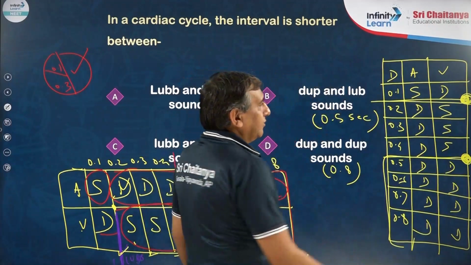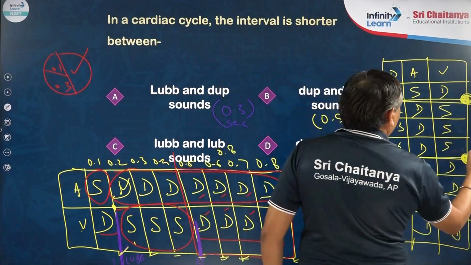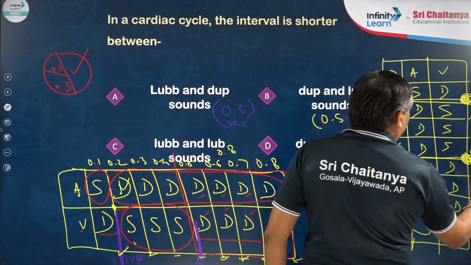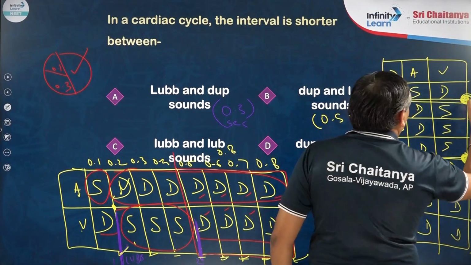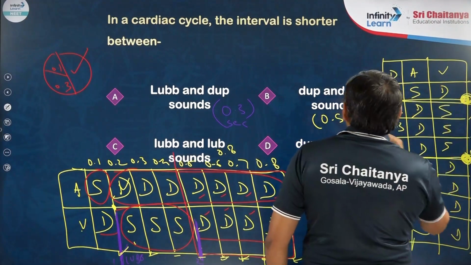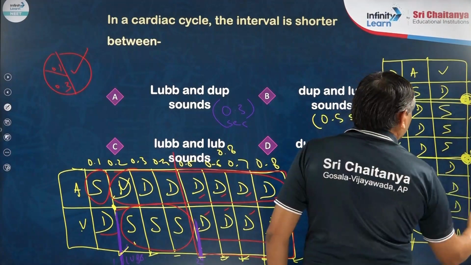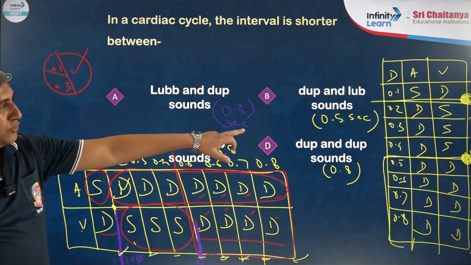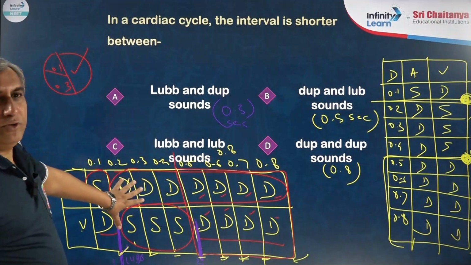So, what is the duration between lub and dub? Lub and dub 1, 2, 3. What is the duration between dub and lub? 1, 2, 3, 4, 5. Again, you have to come from here, 5. And what is the duration between lub and lub? 0.8. Dub and dub 0.8. So, either you have to draw that, or you have to draw this.